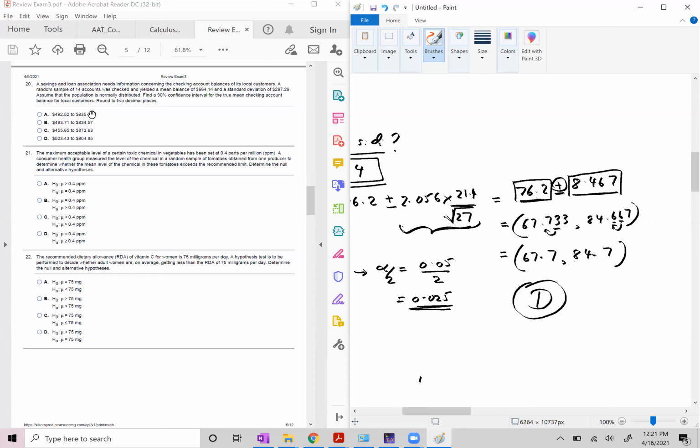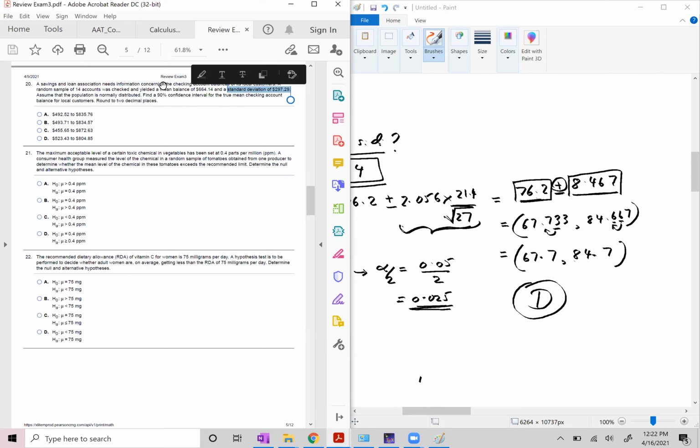A savings and loan association needs information concerning the checking account balances of its local customers. A random sample of 14 accounts was checked and yielded a mean balance of $664.14 and a standard deviation of 297.29. Now note that this is not the population standard deviation. It is the sample standard deviation.